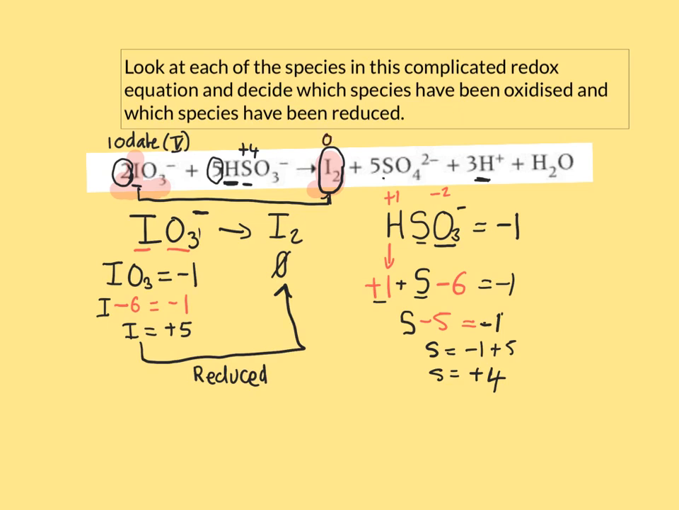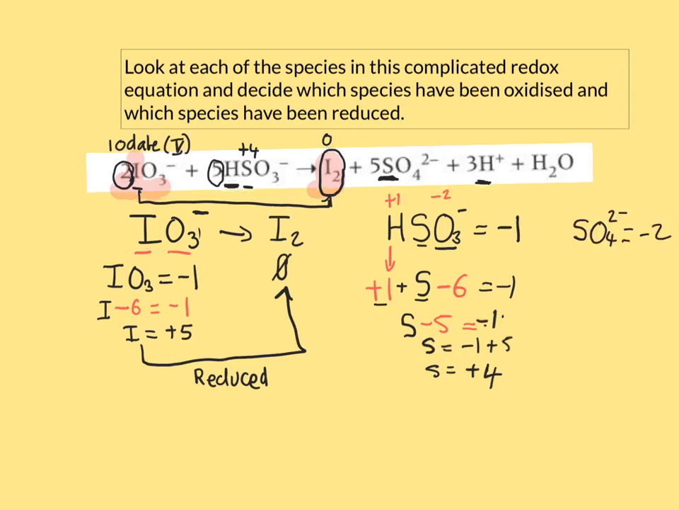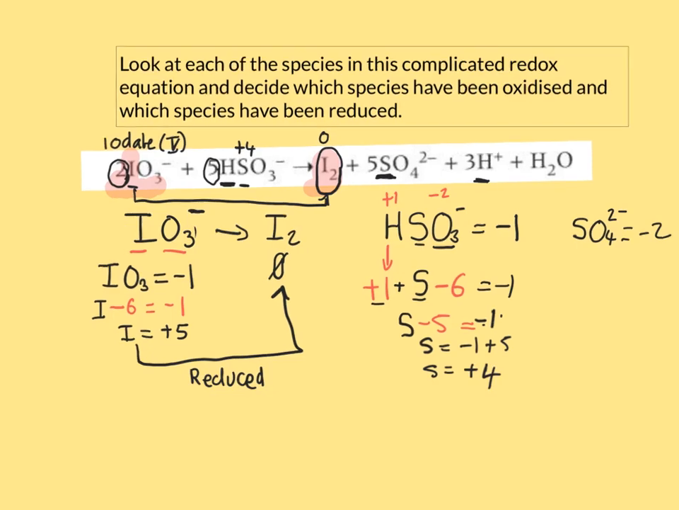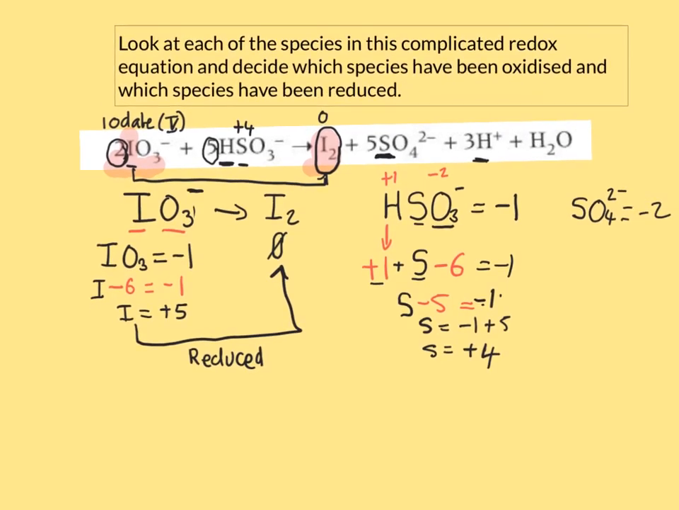Let's now see what sulfur has become here in the SO4 2- ion. When the oxidation states of sulfur and oxygen are added up, the overall charge in the sulfate ion is -2. Sulfur - 8 equals -2 because there are 4 oxygen atoms. Let's add 8 to both sides, therefore sulfur has got an oxidation state of +6. So it's gone from +4 to +6.